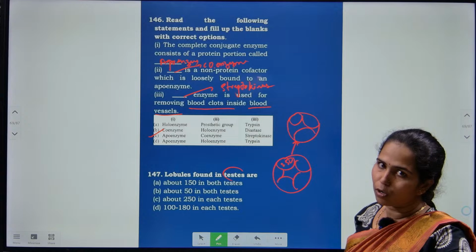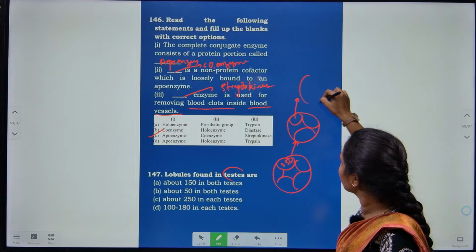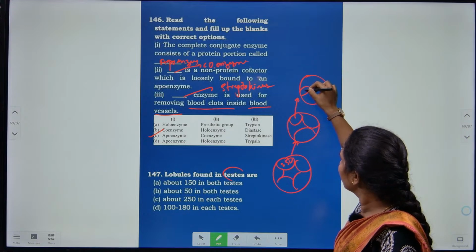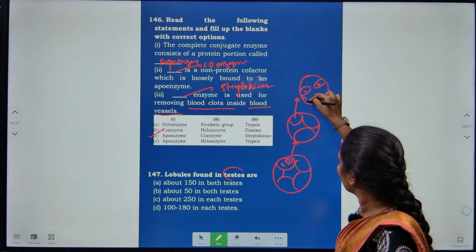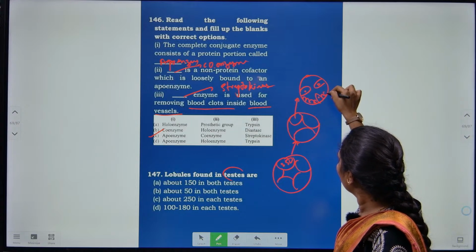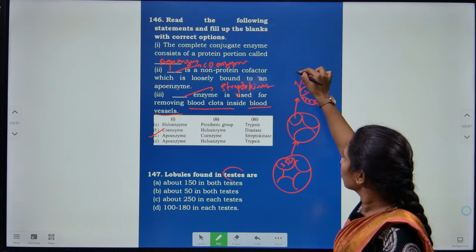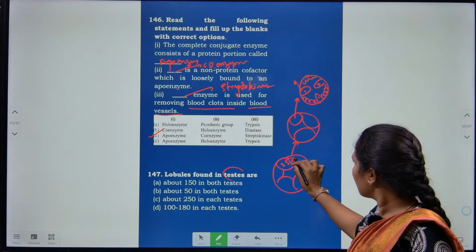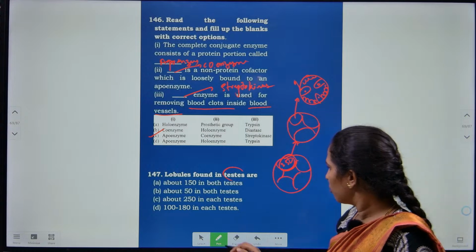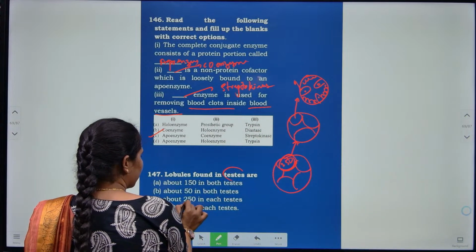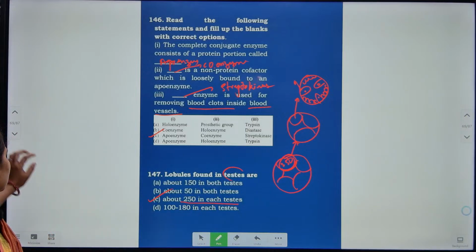to 3 highly coiled seminiferous tubules, and these highly coiled seminiferous tubules contain two types of cells. One is called the Sertoli cell, and the second one is called the spermatogonia, or spermatogonial mother cell. The Sertoli cells are also called nurse cells. So how many compartments does each testis consist of? It consists of nearly 250 compartments, that is testicular lobules, in each testis here. So option C is the right answer here.